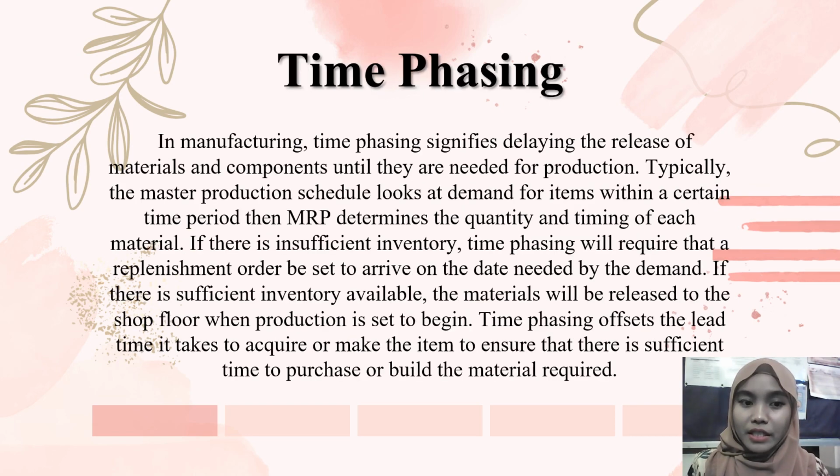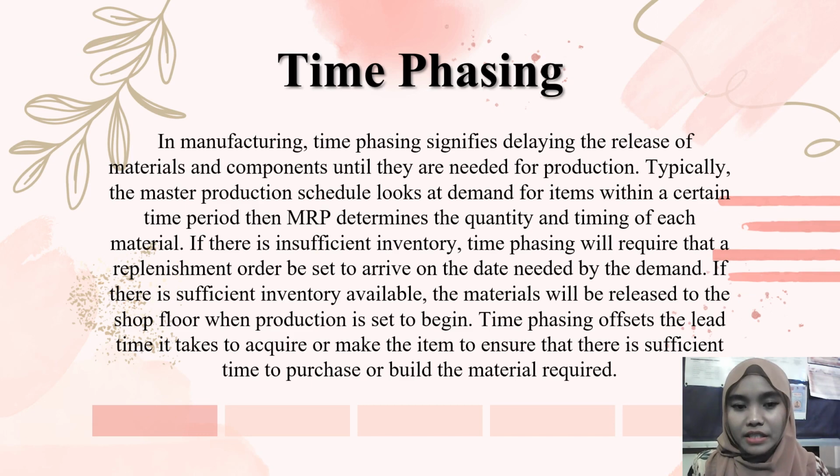Time phasing. In manufacturing, time phasing signifies delaying the release of material and components until they are needed for production. Typically, the master production schedule looks at demand for items within a certain time period, then MRP determines the quantity and timing of each material.